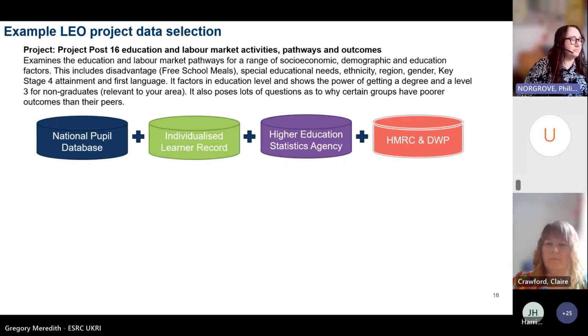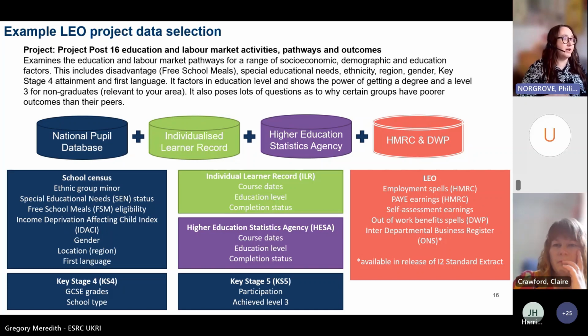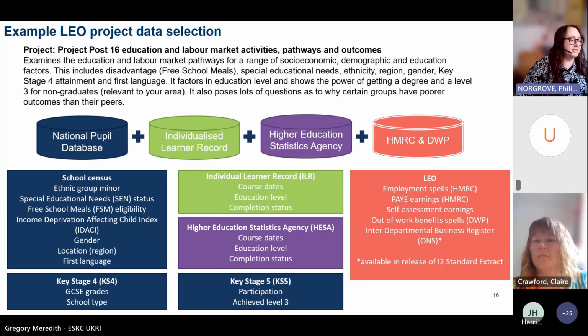And then if you can click a few times until the reddish box on the right comes up. Yeah, perfect. Thank you. So I thought this slide would be useful because it's an example of a real Leo project, and it breaks down the data requested in order to complete that research. And I thought it'd be useful, in terms of people thinking about applying to access Leo. So we can see here that this individual looked at a project on post-16 education and labour market activities, pathways and outcomes. So you can see here in the navy boxes, the National Pupil Database data they requested. So things from school census, Key Stage 4 data, and then some data from the ILR, some HESA, and Key Stage 5 data there, and then Leo at the end there in the red box. And you can see that they requested the IDBR data. This was an internal project, but the IDBR data will be available in I2 when it's available.